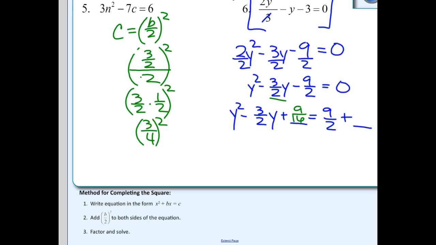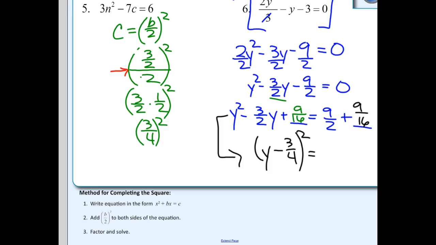Kind of rugged there, but again, important to realize when I plug it in the formula and divide by 2, I got to multiply by the fraction. All right, so let's take this and now write it as the binomial squared. We've got y minus, well, this is going to be 3/4 squared equals, oh, Mrs. Burton forgot to put 9/16 here. Because remember, when I add to one side, I have to add to the other.